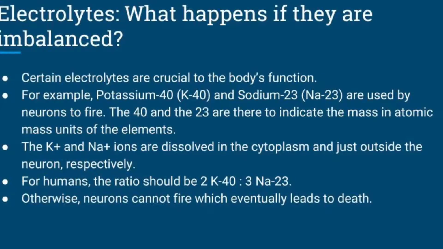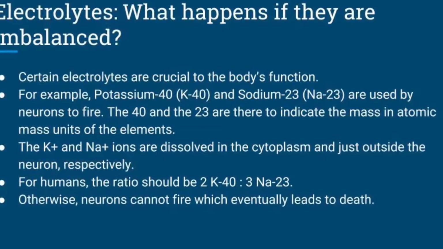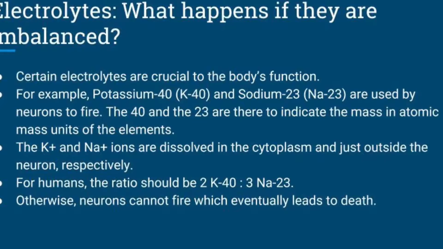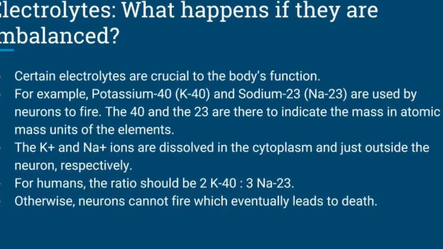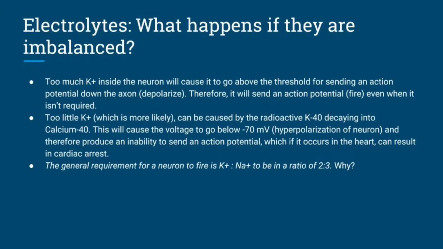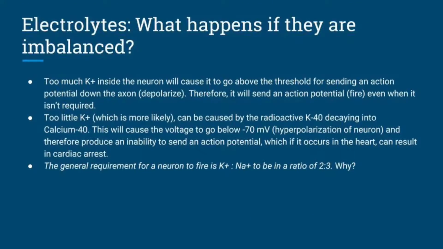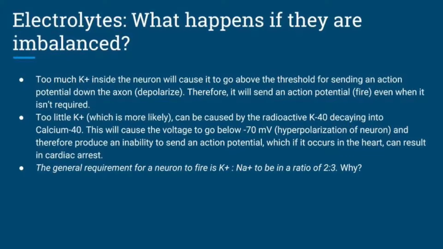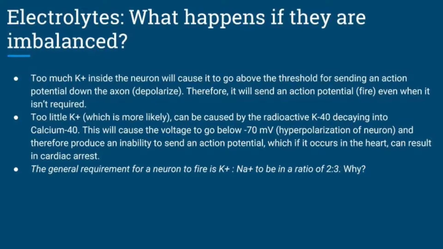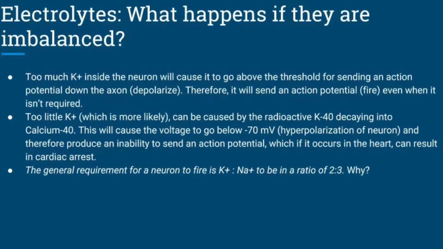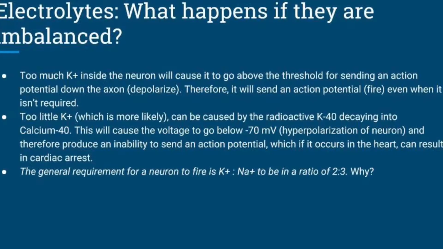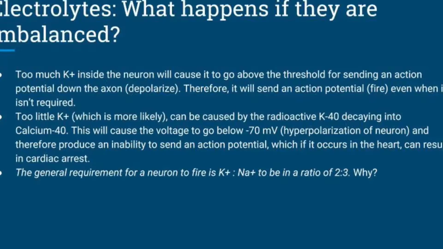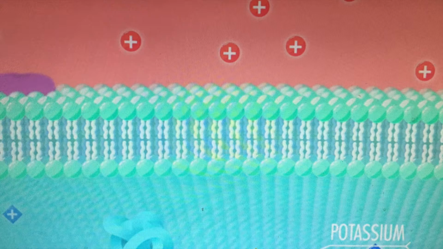For humans, the ratio should be 2 K40 to 3 Na23. Otherwise, neurons cannot fire, which eventually leads to death. When they are imbalanced, one can develop dizziness, cramps, and problems like an irregular heartbeat, arrhythmia, or symptoms of mental confusion. In some acute cases, slipping into a coma, brain damage, paralysis, and multiple organ failures are also possible.